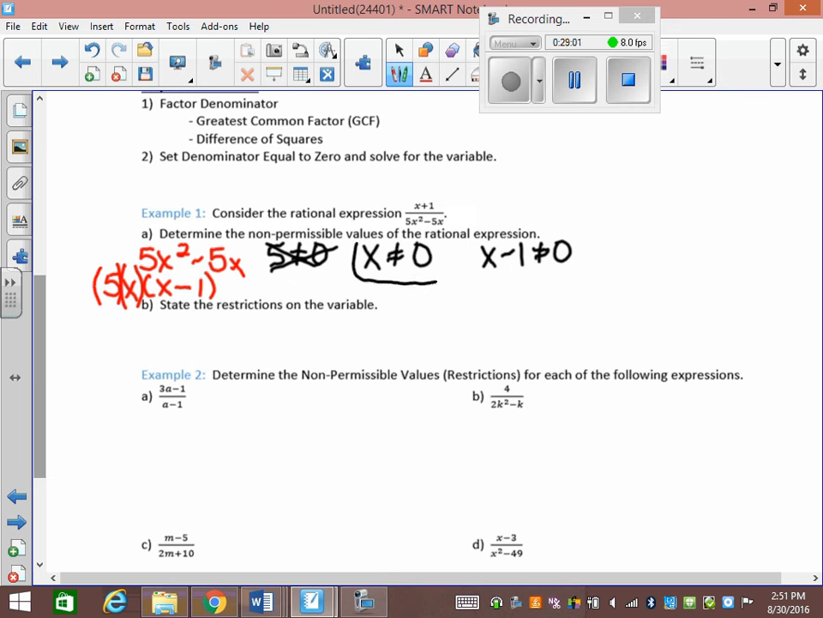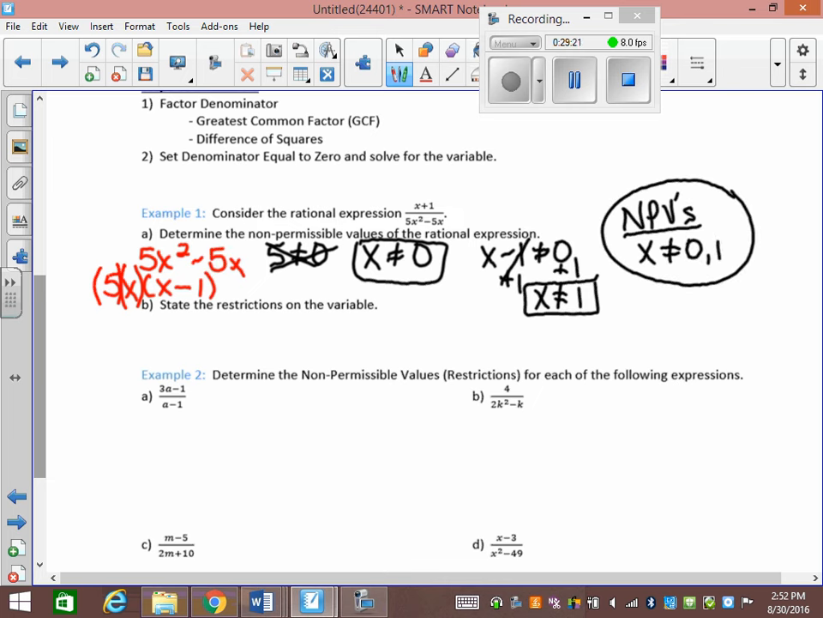X can't be 0. This one I have to still solve for x, so I'm going to add 1 to both sides. X can't be 1. So what are my two NPVs? I can write them together and I can say x can't equal 0 or 1. Because if it equals 0 or 1, I get a 0 in the denominator.